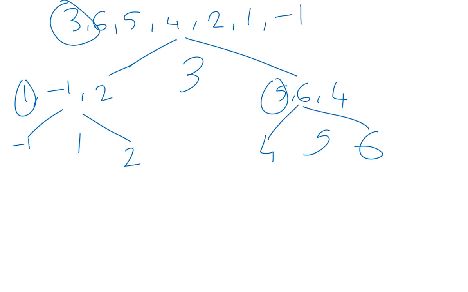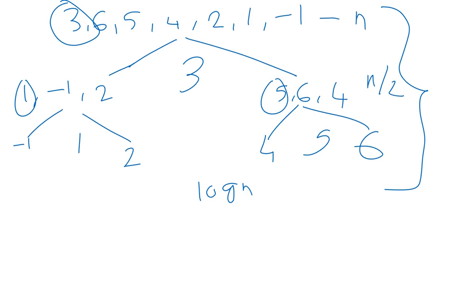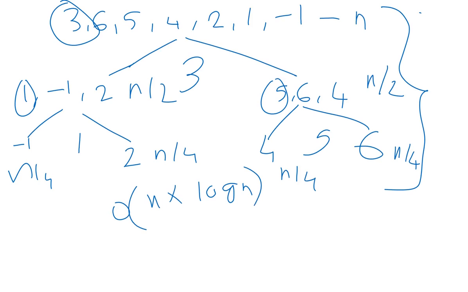So you already know this is a tree structure, and what is the height of the tree? Log n. And what is the work you are doing? Here you are doing n work, here n by 2 work, n by 2 work, n by 4 work, n by 4, n by 4. So at each level you are doing n work. So this is the time complexity, which is the best and the average case scenario.